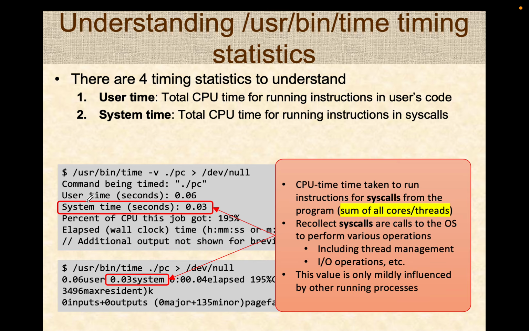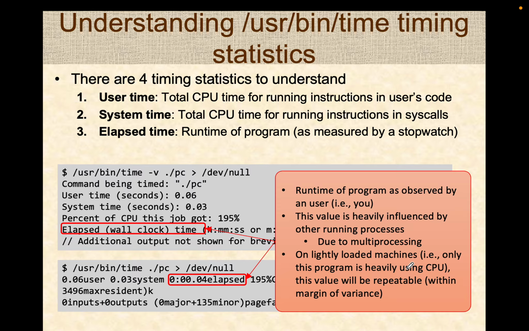The system time is similar to user time, but it's the time taken to run instructions for syscalls from the program. And remember, syscalls are calls to the operating system to perform various input-output operations, memory management, thread management, and so on and so forth. So again, for a deterministic program that's processing a given input, this value is only very mildly influenced. That means it will remain almost consistent from run to run.